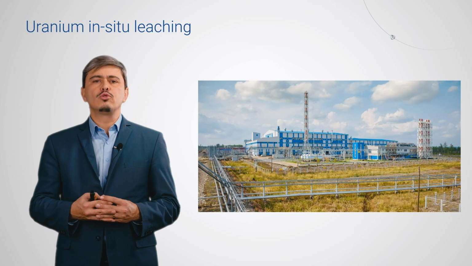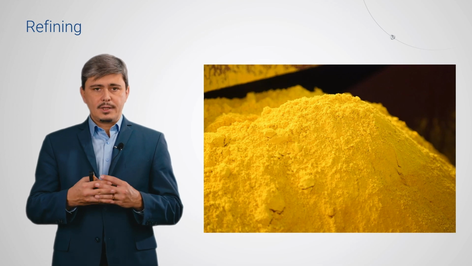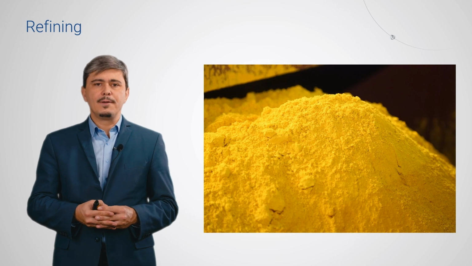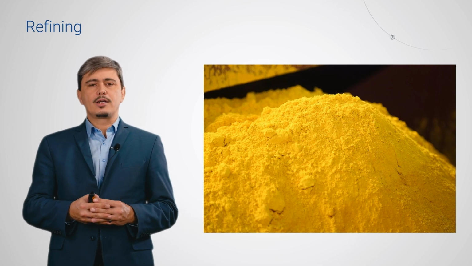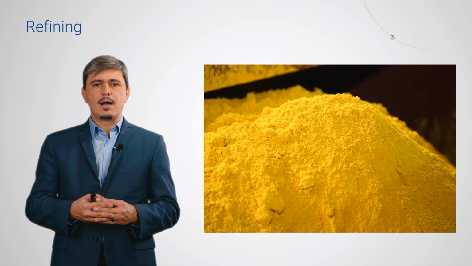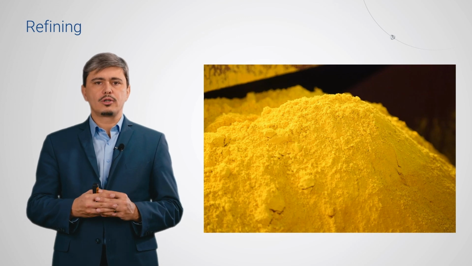And then we should provide refining. Refining, or affinage, is actually a chemical process to extract namely uranium in clear form. So on this slide you see so-called yellow cake. It's the product of this process, and this yellow cake is actually some intermediate stage of uranium production.